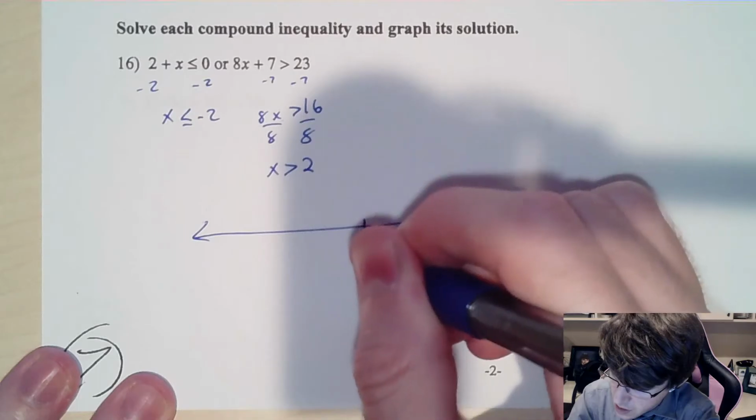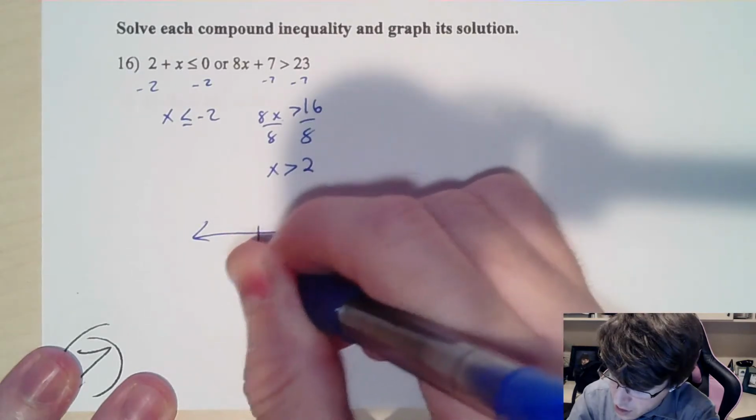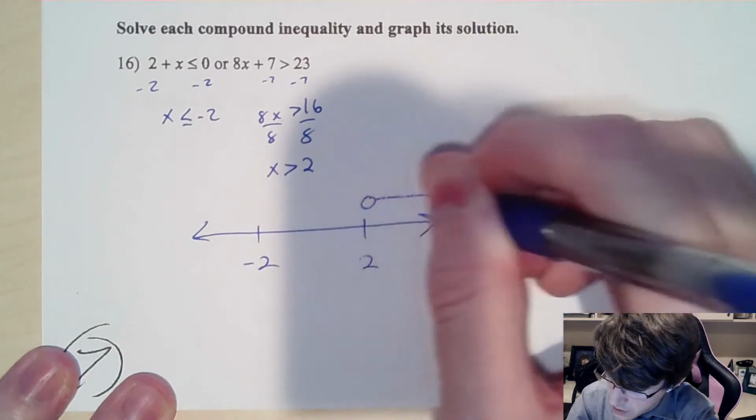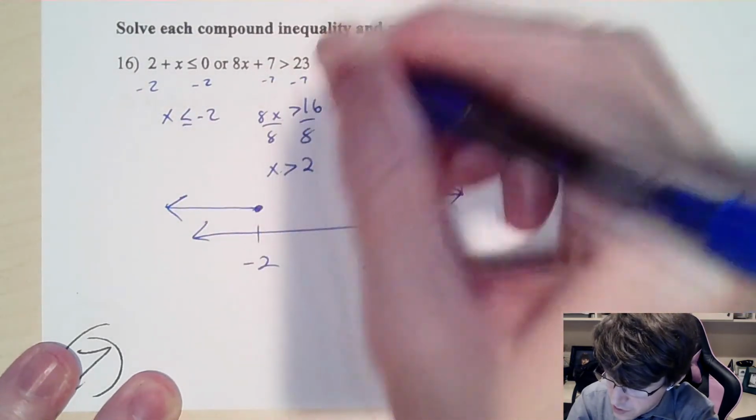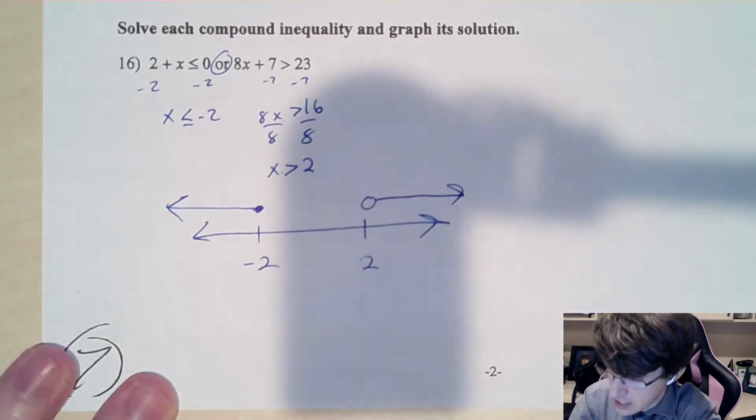So we got a 2 here and a negative 2 there. And we're going to go off to the right and fill this guy in and go off to the left. Those are where those are going. And we have an or, which makes sense to split them up.